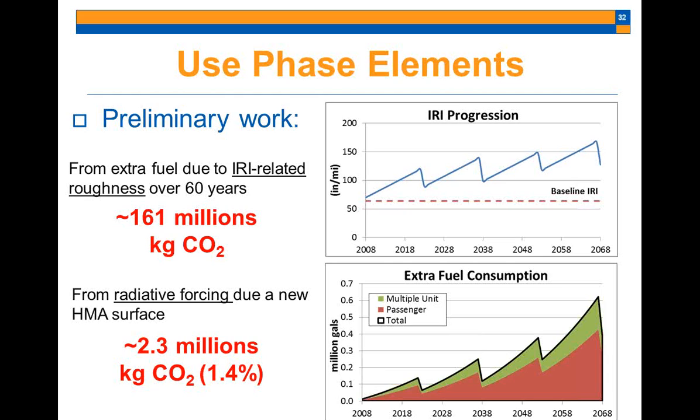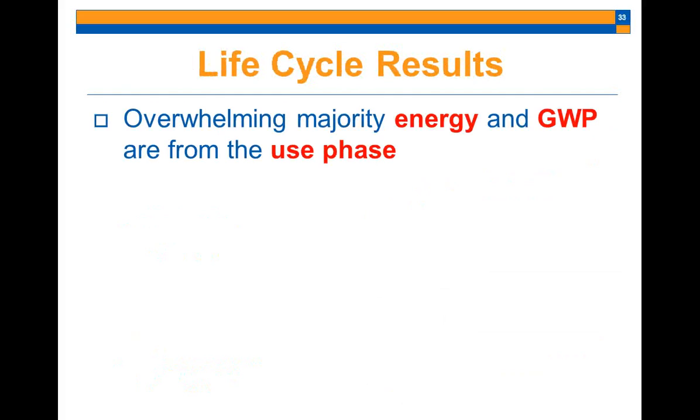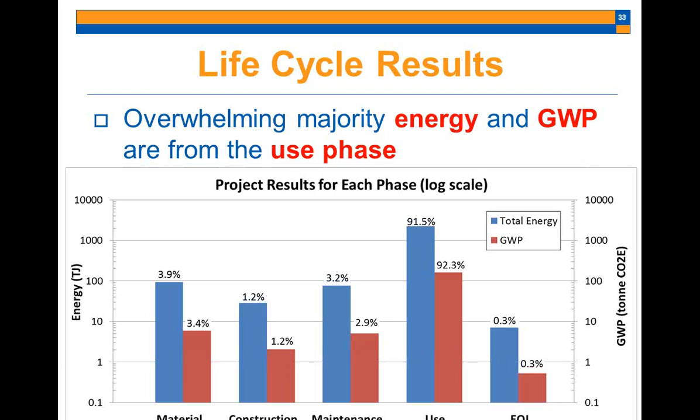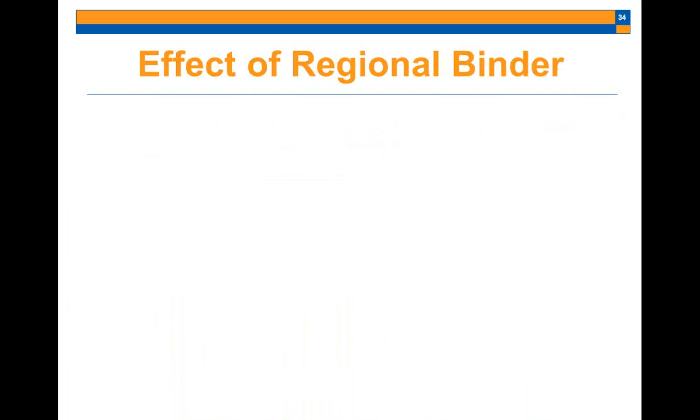So that's just to give you an idea of the use phase elements. And then if you look at the entire life cycle and the results, we can see definitely that the majority of energy, which is in blue, and the global warming potential or greenhouse gases, which is in red, is the use phase. It's about 91 to 92% for these two impacts. And as you can see, the remainder of the phases contribute maybe 4% at most.